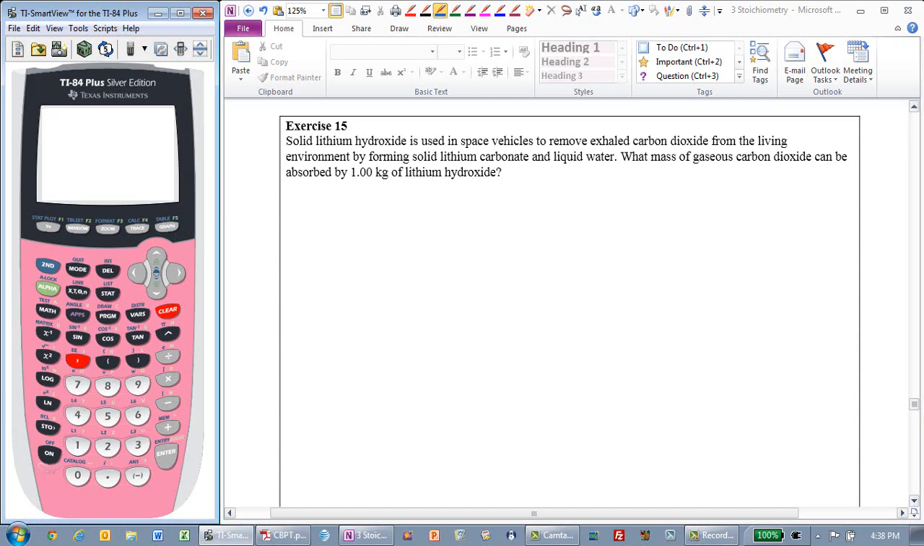Welcome back. All right, so let's dissect this little sucker and see how you did. Solid lithium hydroxide is a good place to start. LiOH. I know hydroxide's a -1 polyatomic ion, lithium's an alkali metal, so it's a +1. So LiOH is used in space vehicles to remove exhaled carbon dioxide, which you know to be CO2, from the living environment by forming solid lithium carbonate. Mean when it's in words, huh?